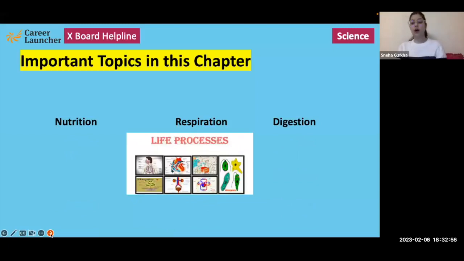So nutrition: how do different organisms, be it lower organisms that have lesser body complexity, derive their nutrition? What is the mode of nutrition, whether it is autotrophic nutrition or heterotrophic nutrition or parasitic nutrition or saprophytic nutrition or holozoic nutrition, right? We should be well aware of all the different modes of nutrition, as well as which organism is associated with which mode of nutrition. Which organism follows which mode of nutrition, we should be well aware of that.